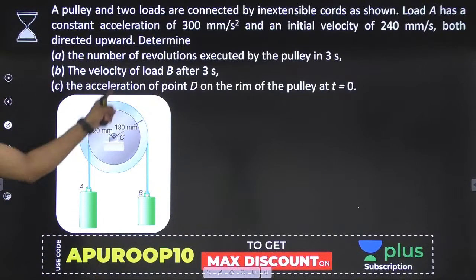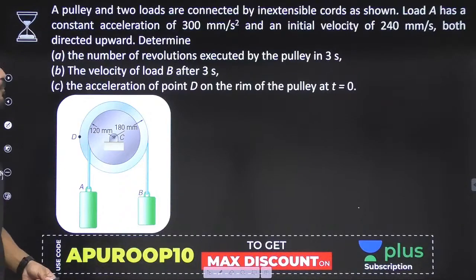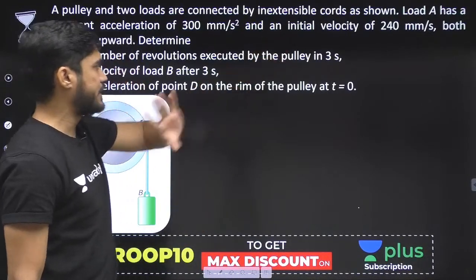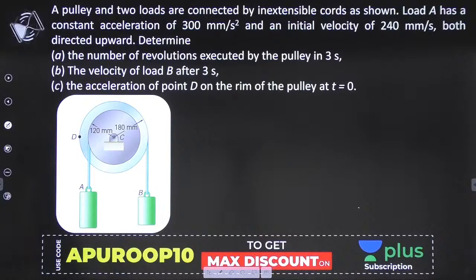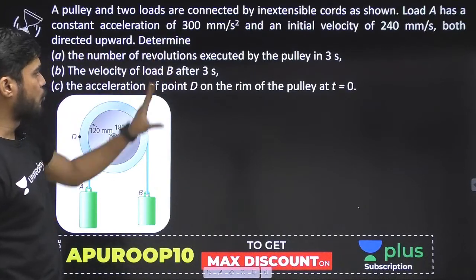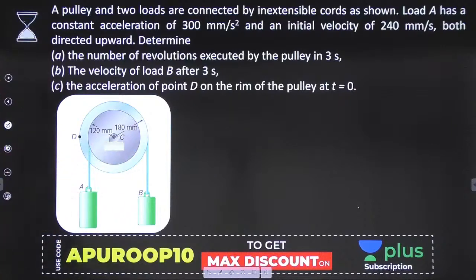Load A has a constant acceleration of 300 mm per second square and an initial velocity of 240 mm per second, both directed upward. Determine the number of revolutions executed by the pulley in 3 seconds.